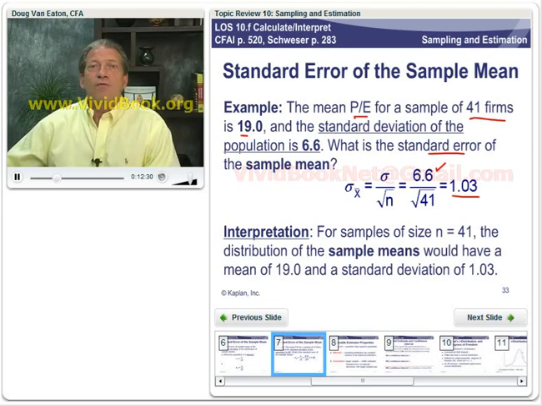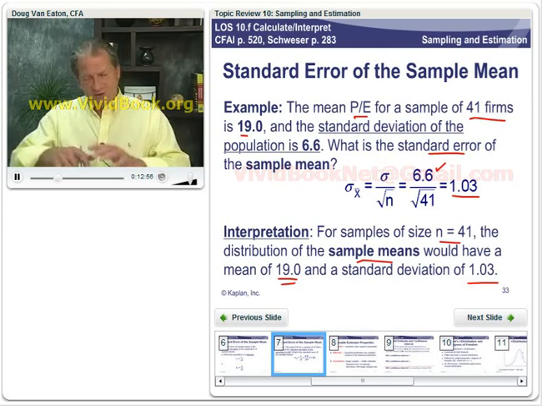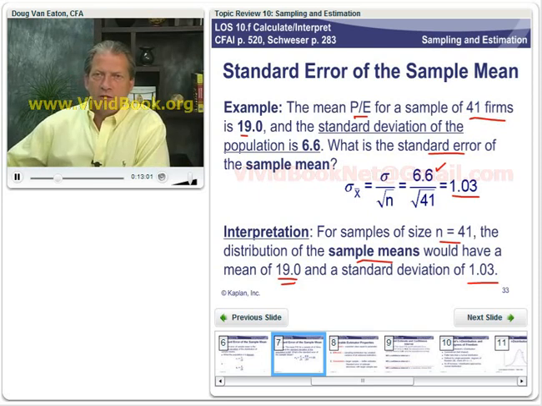And the formal interpretation: for samples of size 41, the distribution of sample means would have a mean of 19 and a standard deviation of 1.03. We might say that it has an expected mean of 19 because for any given sample we don't have to be right on 19 as the mean. It's going to be somewhere in this distribution of sample means around the true mean. So the larger the sample, the better the estimate we're getting.